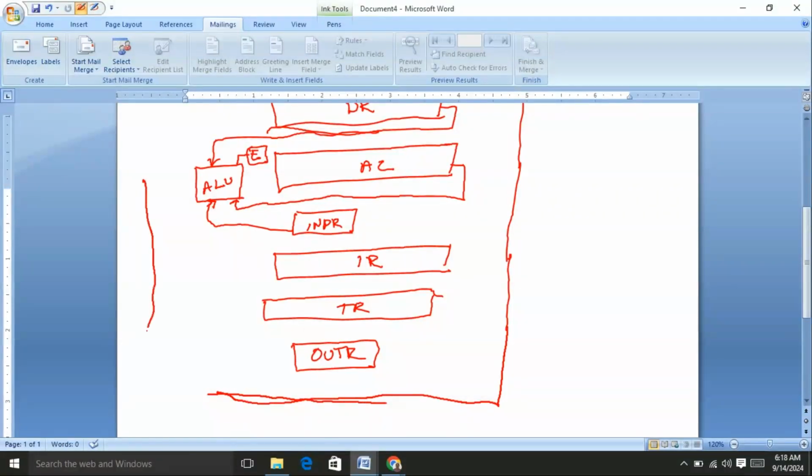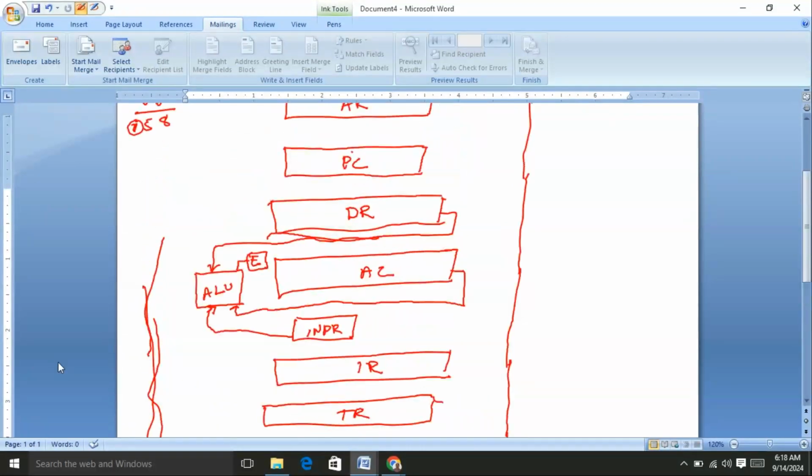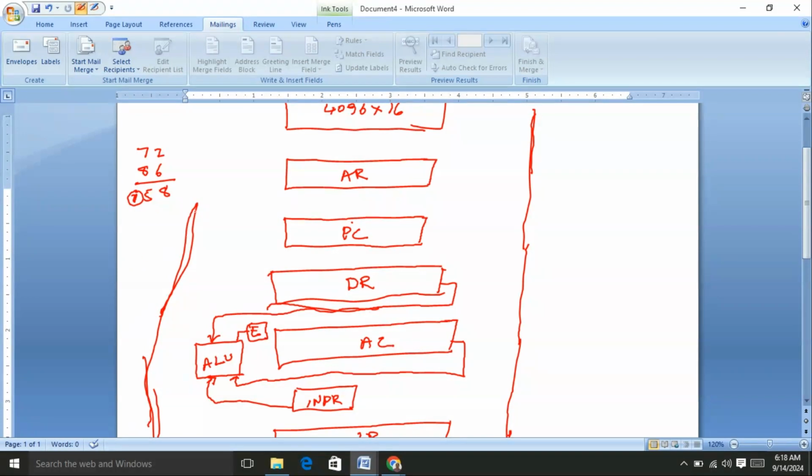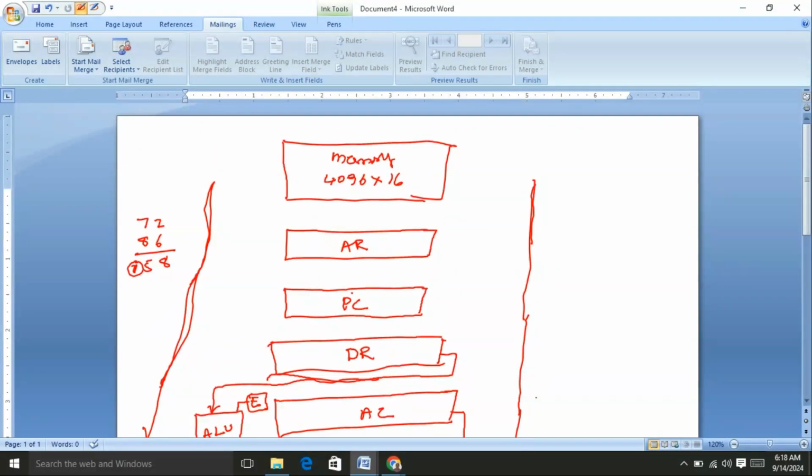For this common bus, we are connecting all the registers, including the memory, right? We draw this common bus up to the top. This common bus has three selection lines, S0, S1 and S2, to select which register. By using the three selection lines, we are going to connect it.